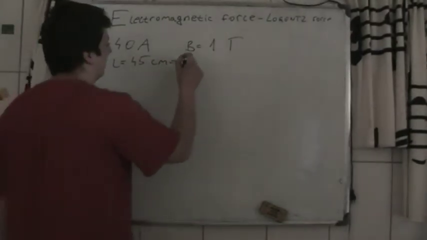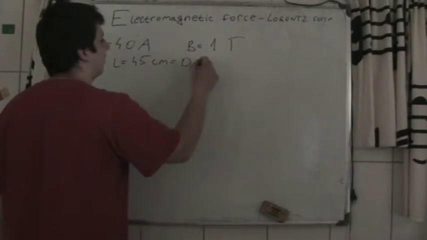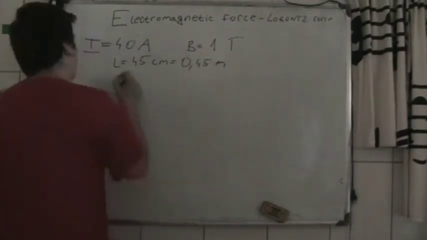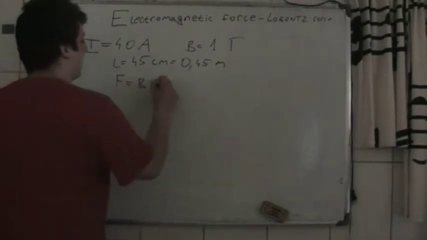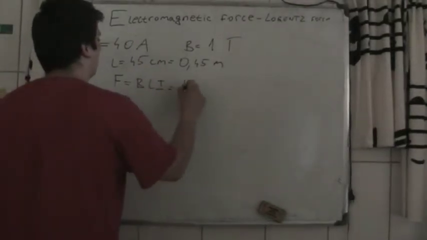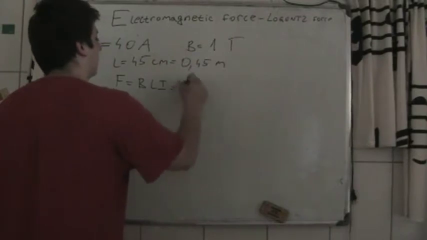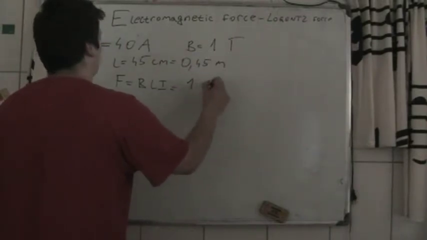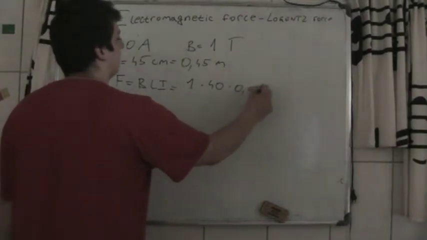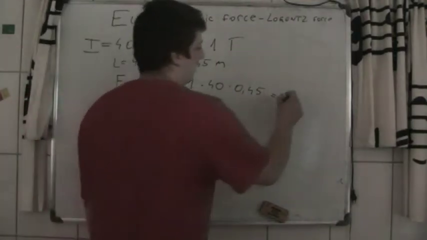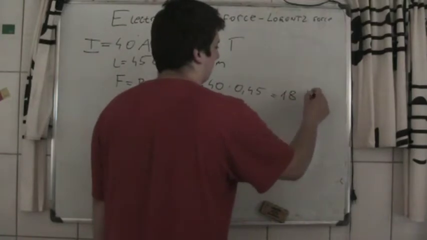Okay, 45 centimeters, that's 0.45 meters. The force is equal to B times L times I. That's 1 times 40 times 0.45, and you'll get 18 newtons.